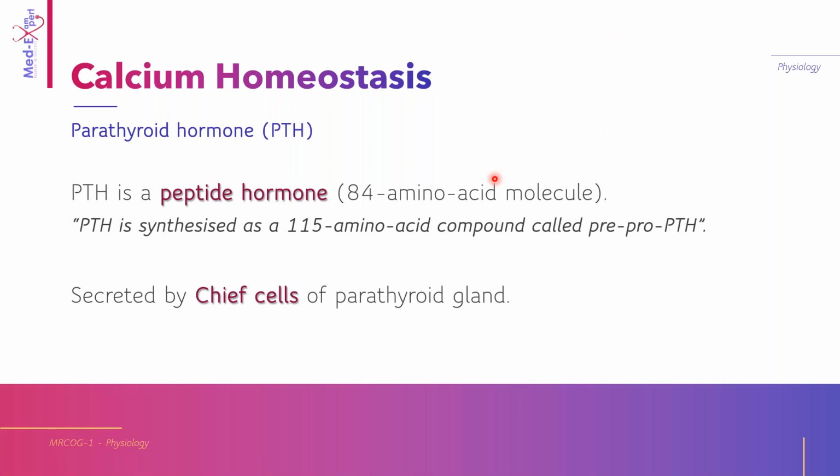Parathyroid hormone is a peptide hormone that contains about 84 amino acids. The origin, or precursor, of the parathyroid hormone is what's called pro-parathyroid hormone. It is a 115 amino acid compound that undergoes some cleavage processes until giving us the parathyroid hormone containing about 84 amino acids. They are secreted by the chief cells of the parathyroid gland.